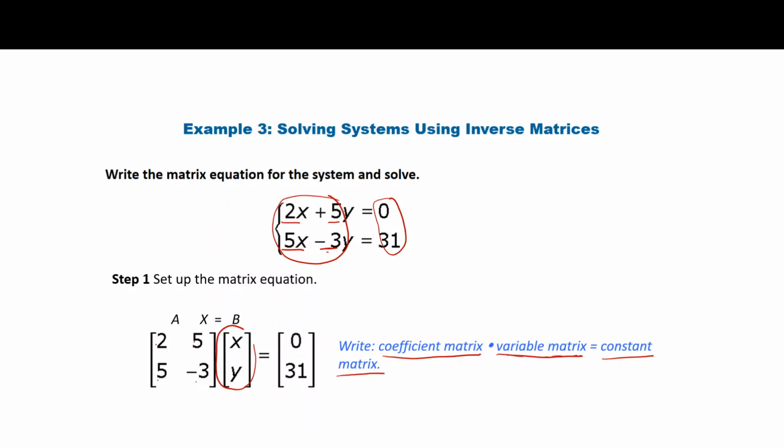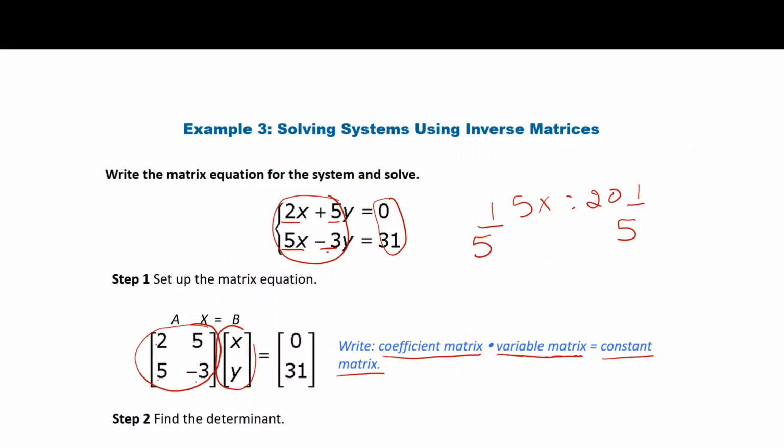And just like in algebra, if we had 5x equals 20, again, I just want to keep saying, we're going to multiply by our inverse. Well, we have to find the inverse first. So we're going to have to find the inverse of this matrix right here so that we can multiply it to the other side. So let's go ahead and find the inverse.